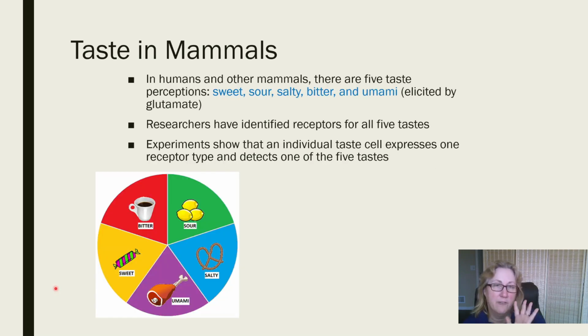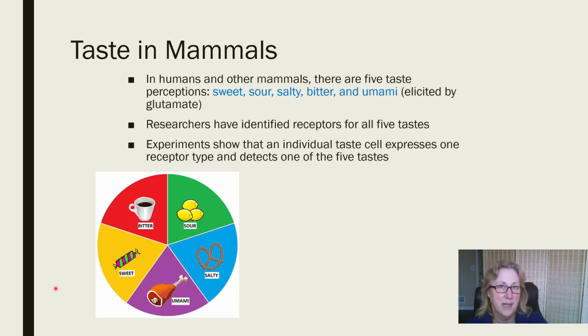So our tongue has 5 tastes that we can perceive. So these are not smell. These are things that are perceived by the tongue and a few other places in your mouth, and also a little bit in your stomach, actually. There are a few of these sensory cells. We can detect sweet, sour, salty, bitter, and umami.